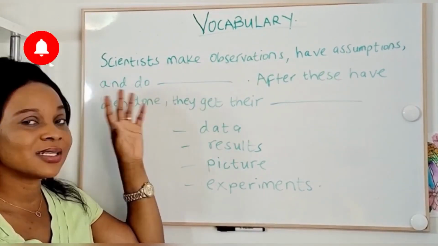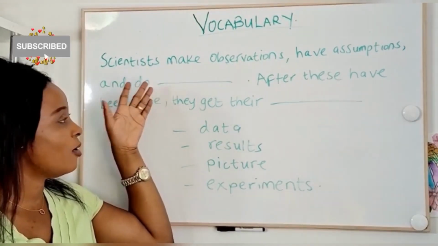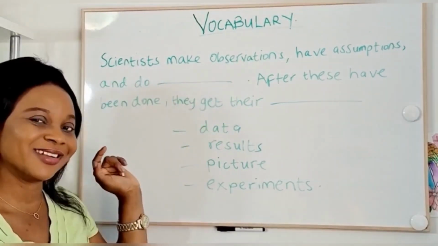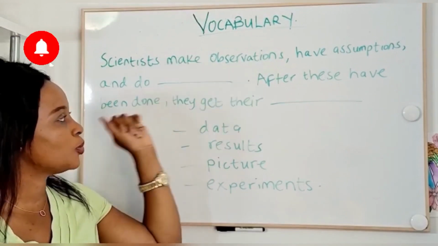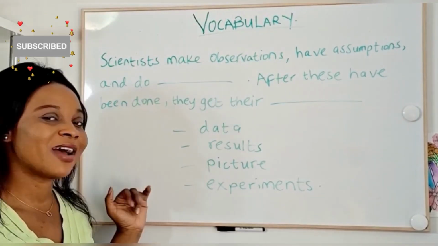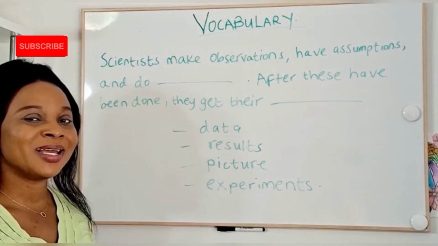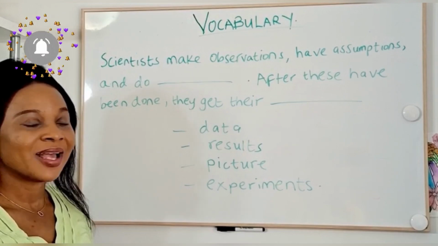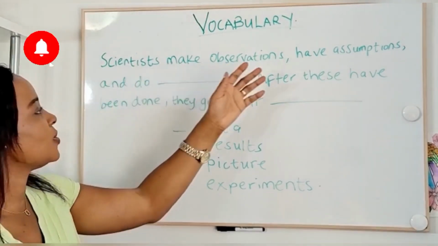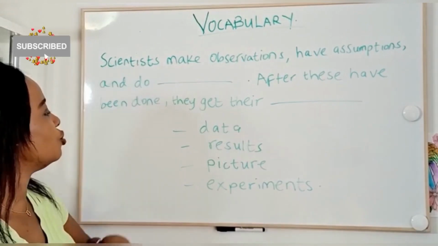Now, can you just look at this sentence here, and choose the right options. Pause the video and choose the right options. Then you can continue to play it again. Now let us look at this. Scientists make observations, have assumptions, and do dash.